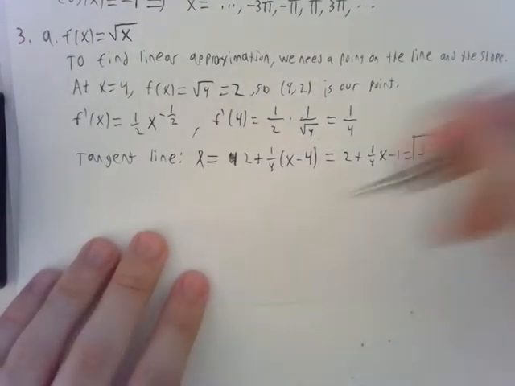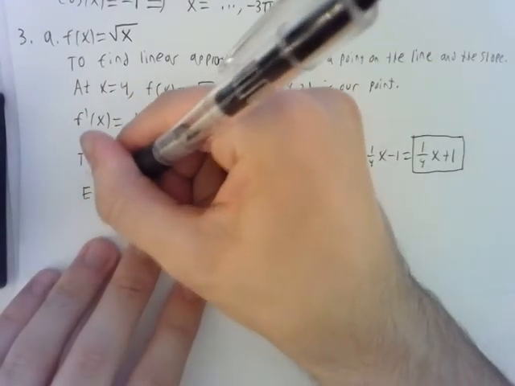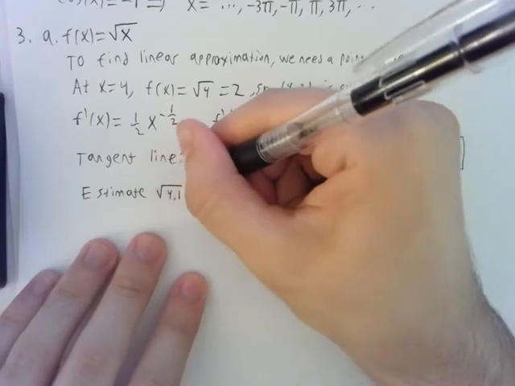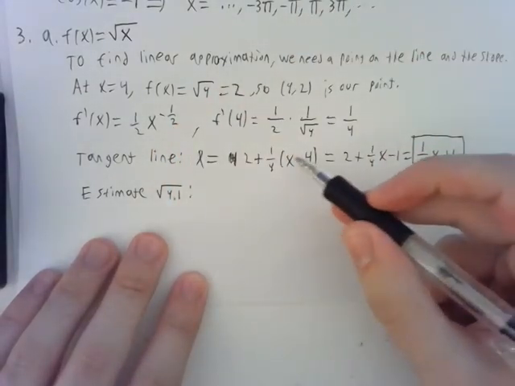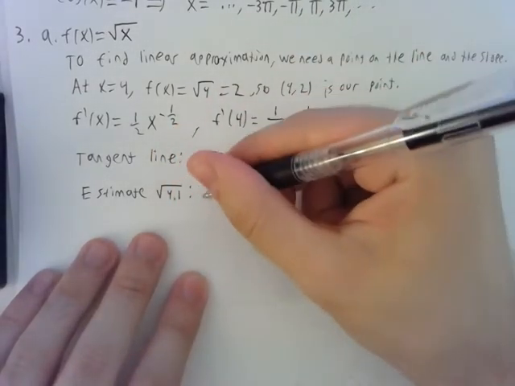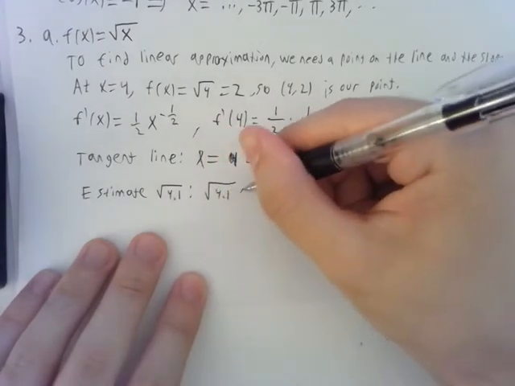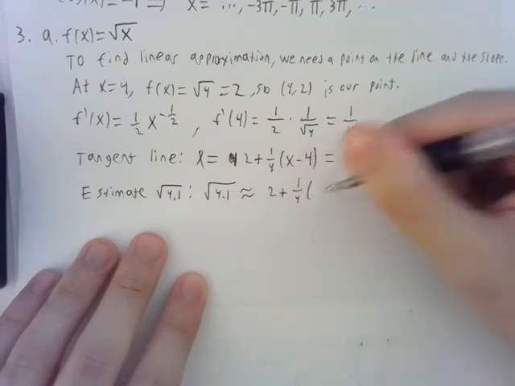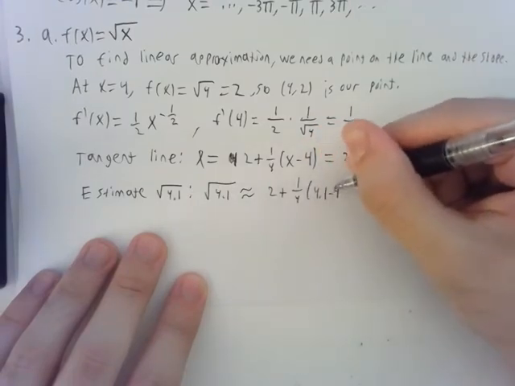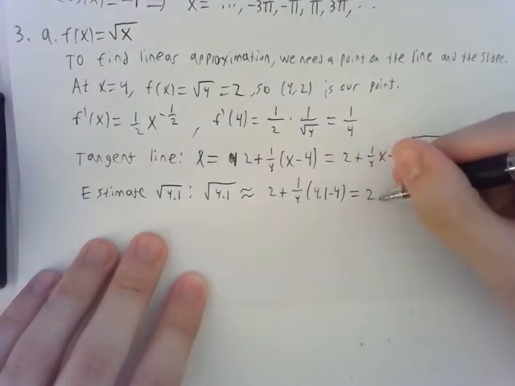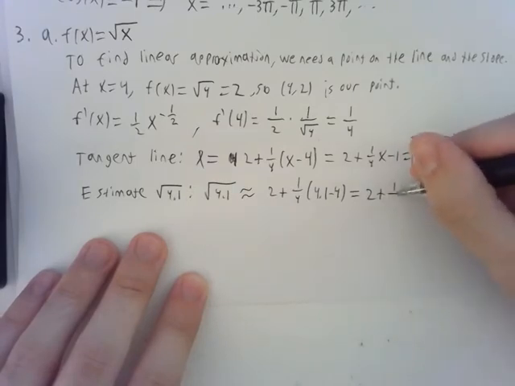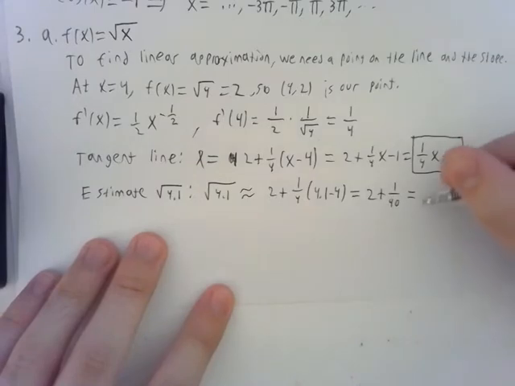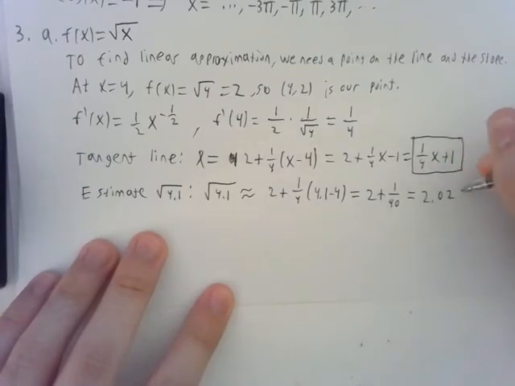And if we want to estimate square root 4.1 using this, then we would plug 4.1 into this equation here. It's approximately equal to 2 plus 1/4 times (4.1 minus 4), which is 2 plus 1 divided by 40, and this works out to be 2.025.